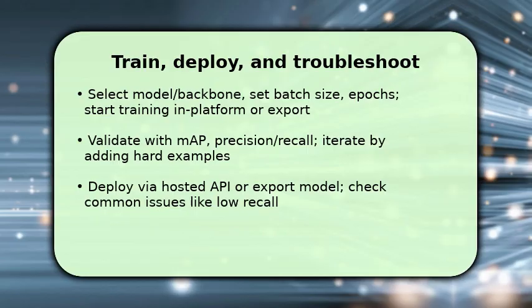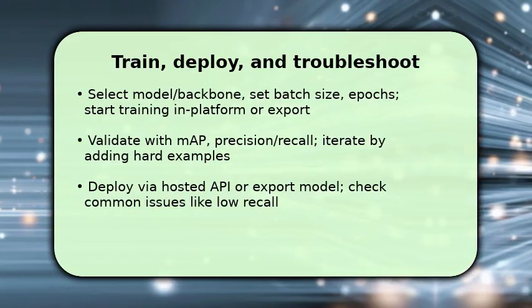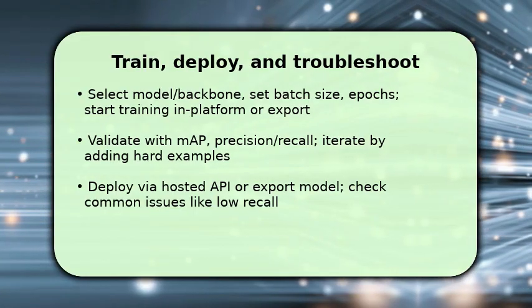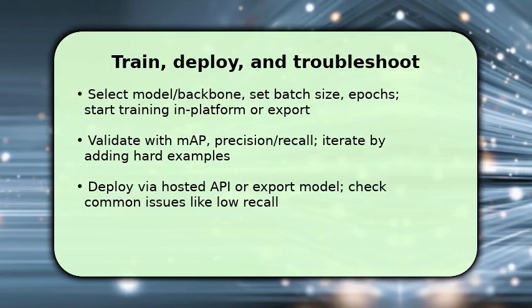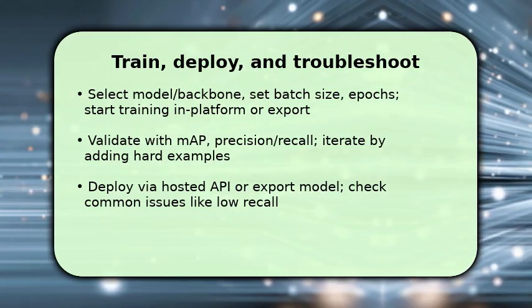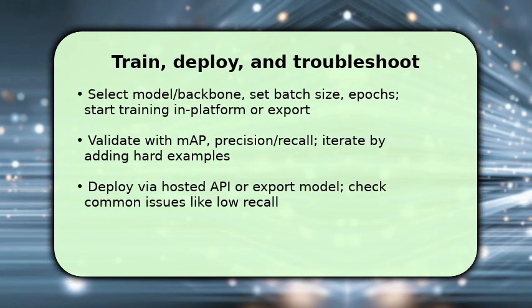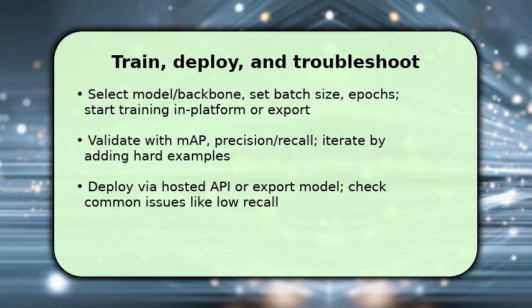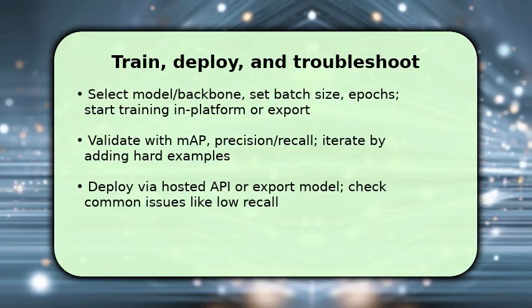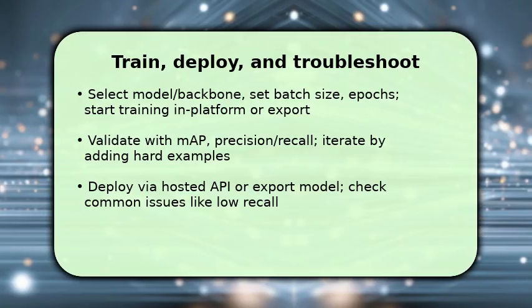If recall is low, add more diverse or hard negative examples and reweight classes. Once satisfied, deploy via hosted API or export weights for edge. If things go wrong, a key troubleshooting tip: check label consistency and dataset leakage first. Inconsistent labels are the most common culprit.